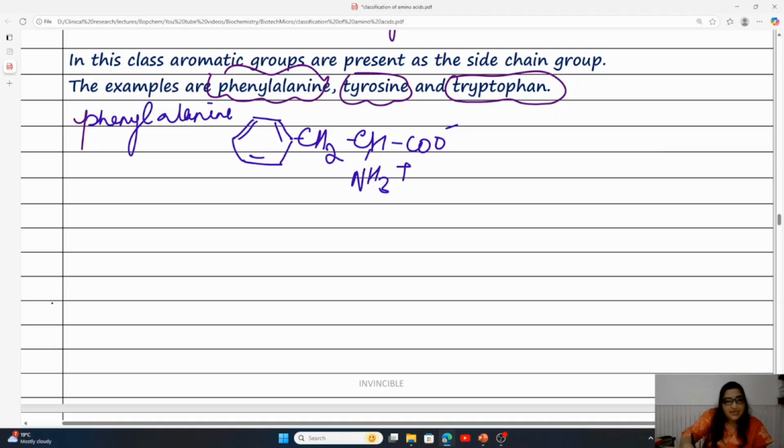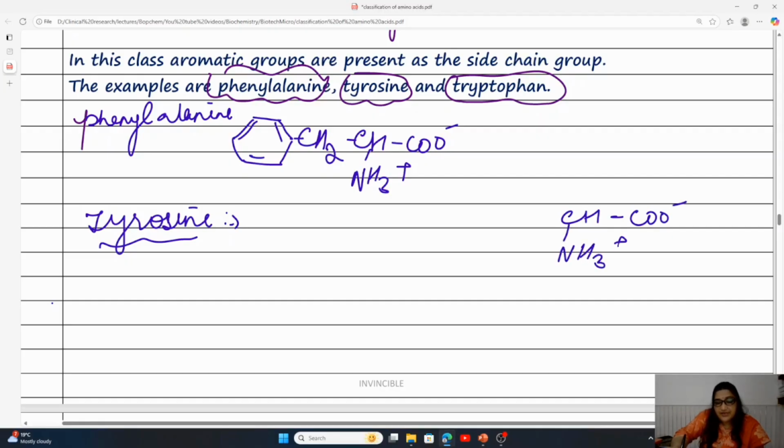Next will be the tyrosine. आप ध्यान देना, ये टायरोसिन जो मॉलिक्यूल था, this was also the amino acid that contains OH group. All right. So today we are just classifying the amino acids. अब सिंपल इसमें फिनाइल के साथ एक OH ग्रुप आना है और कुछ भी नहीं है. It's as simple as that. Okay. So this is the tyrosine amino acid.